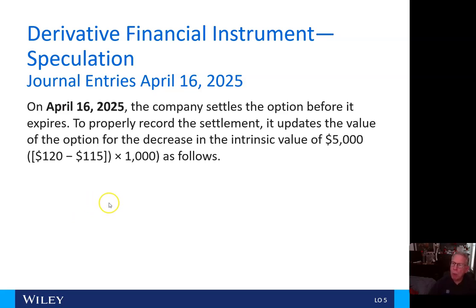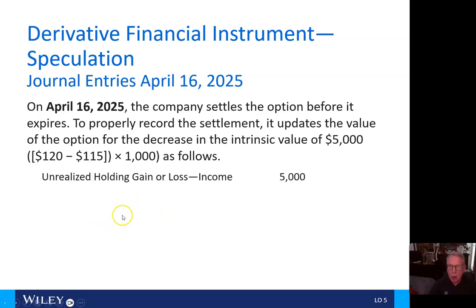So on April 16th, 2025, the company settles the option before it expires. To record the settlement, it updates the value of the option for the decrease in the intrinsic value of $5,000. You'll remember that was the $120 minus the $115 times 1,000, as follows.